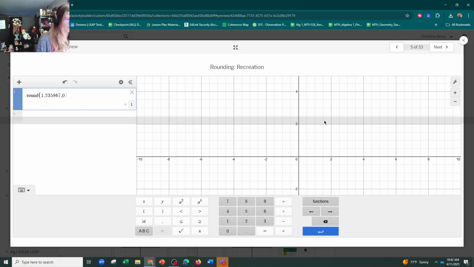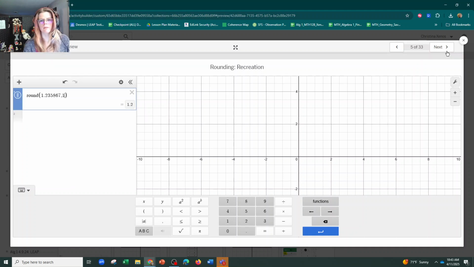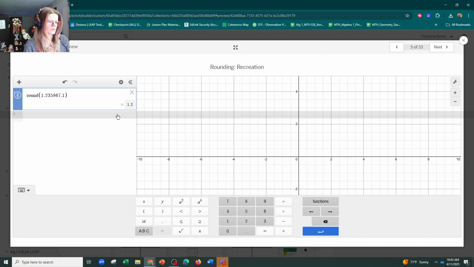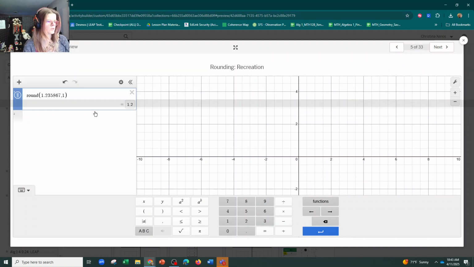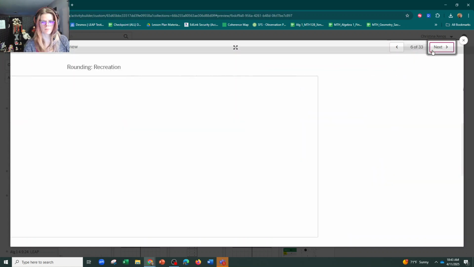And you can put 0 for a whole number, 1 for the tenths place, 2 for the hundredths place, 3 for the thousandths place. And then you can just keep changing the numbers here to get more and more decimal places. So this could help a student who maybe struggles with rounding, but it's a cool feature. And I'm done with that one. You could also play around and put more numbers in there.